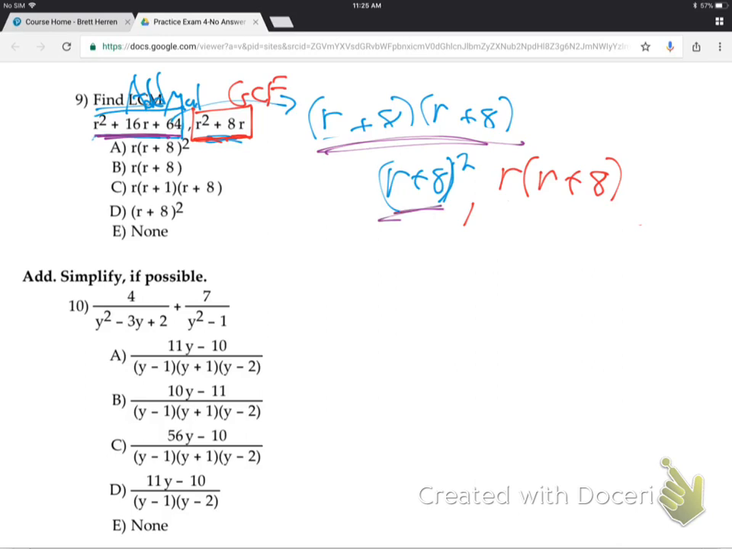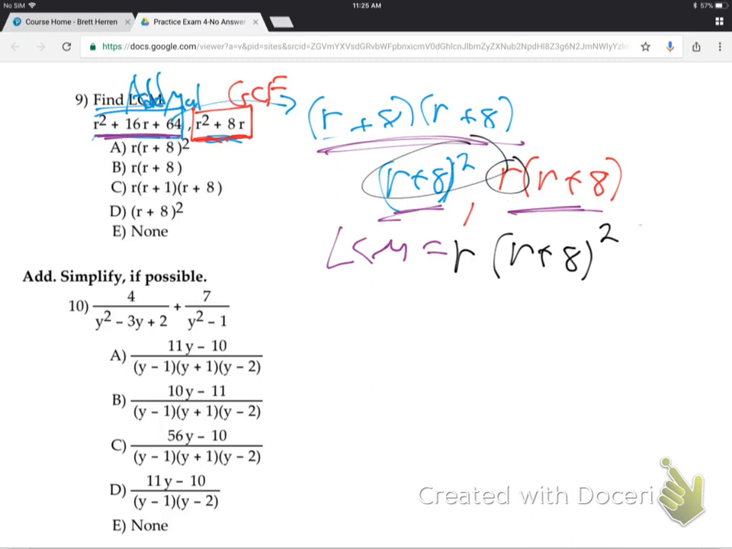All right, anyway, so we're to here now. Now, what's the LCM? Least common multiple, we actually take the greatest of every type of item, right? So a single R and an R plus 8 squared. So I grab this one here and that one there, don't I?